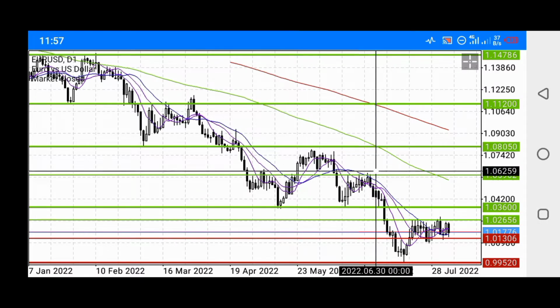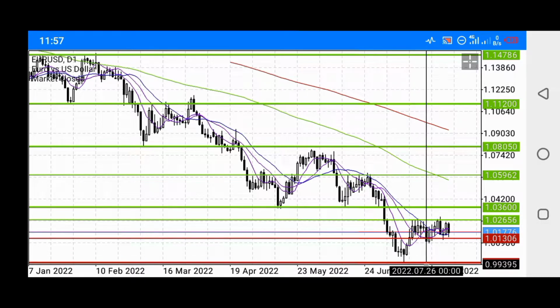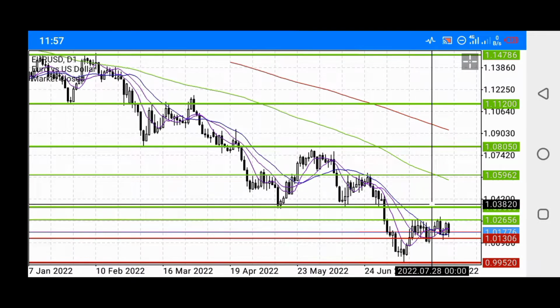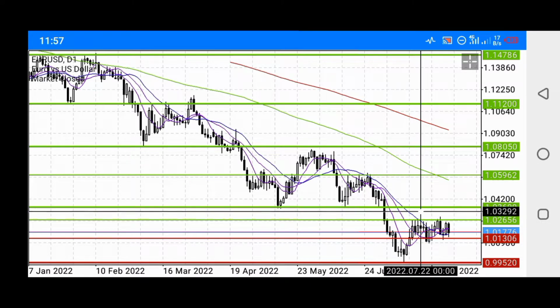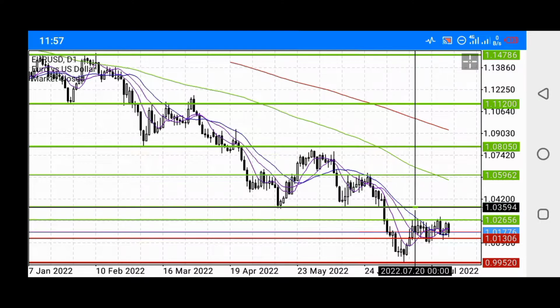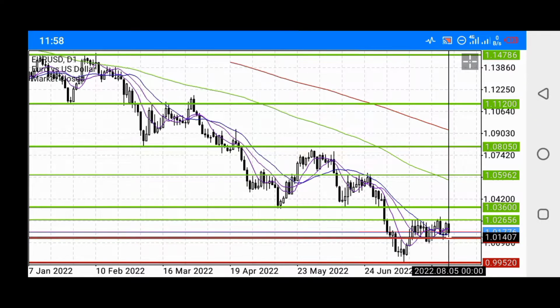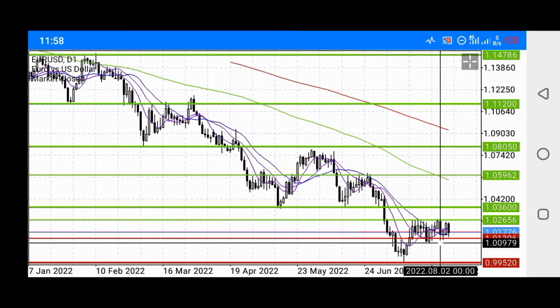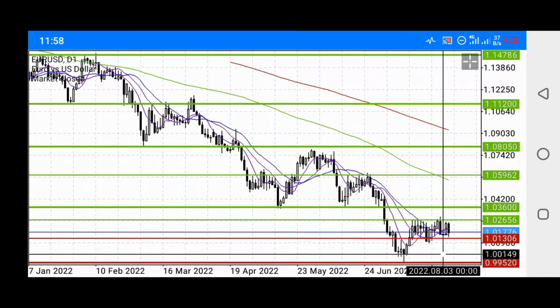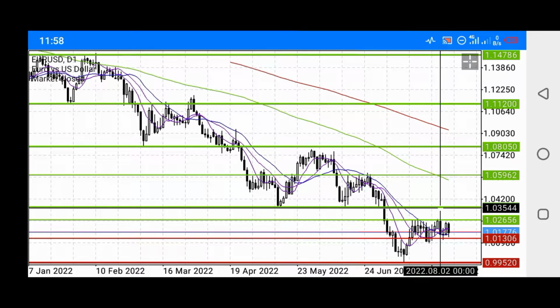So on Euro USD currently, this is the major support level, and this is the current major resistance level on Euro USD. Until the price of Euro USD can go above this level, this still remains the major resistance level of Euro USD. As you can see, for the past few days, price has been consolidating in between this support level and this major resistance level.